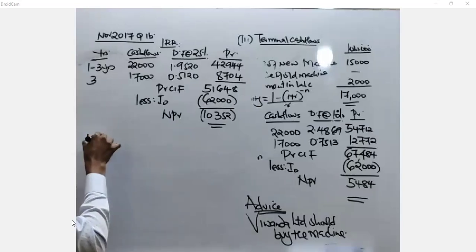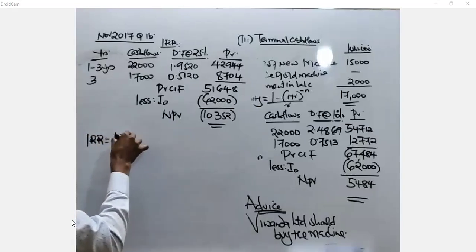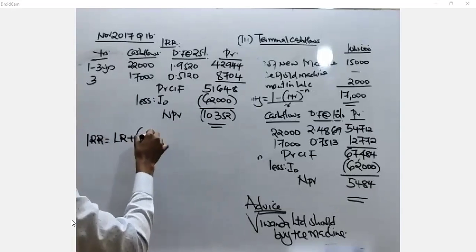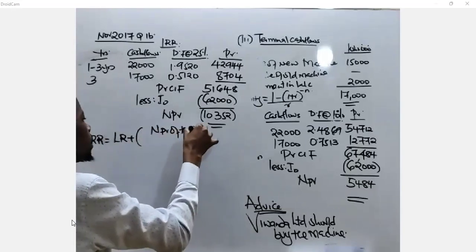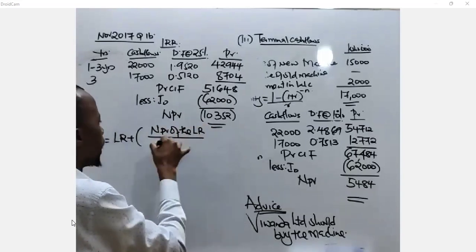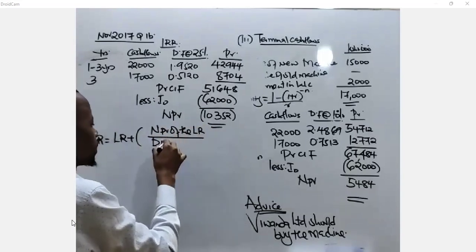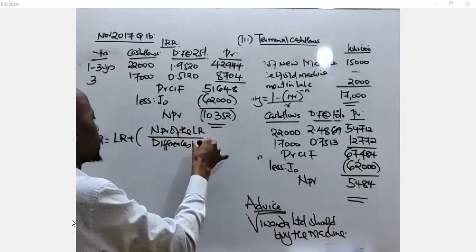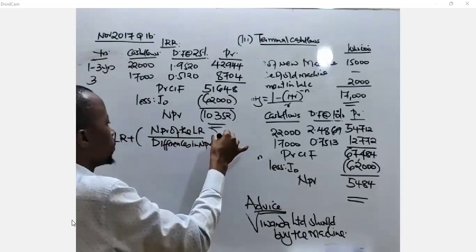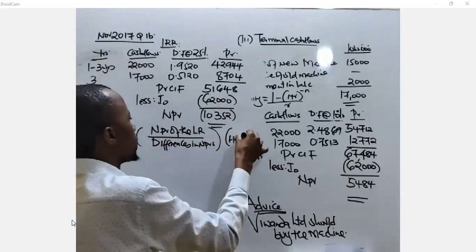Once you get that, never forget the formula. To get the internal rate of return, you take the lower rate, plus the NPV of the lower rate, divided by the difference in NPVs, then multiplied by the higher rate minus the lower rate.